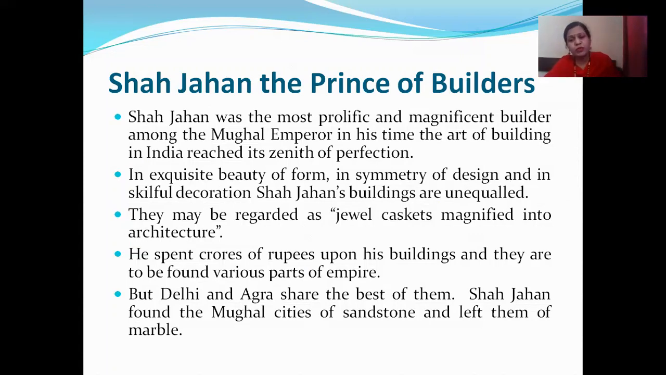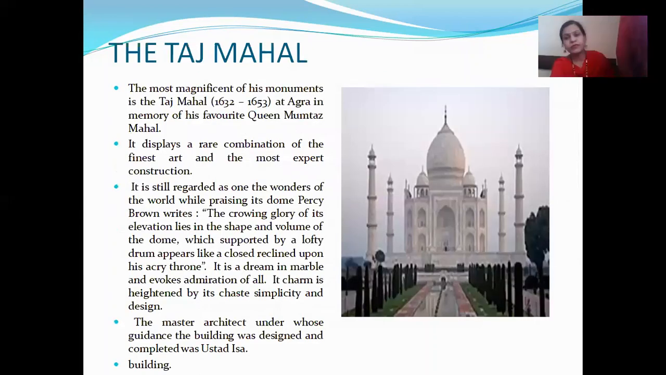He spent crores of rupees upon his buildings, and they are to be found in various parts of the empire. But Delhi and Agra share the best of them. Shahjahan found the Mughal cities of sandstone and left them of marble. Now he adopted marble for the construction of buildings. We all know that the most famous building built by Shahjahan is the Taj Mahal. The most magnificent of his monuments is the Taj Mahal, which was built from 1630 to 1653 at Agra in memory of his favorite Queen Mumtaz Mahal.